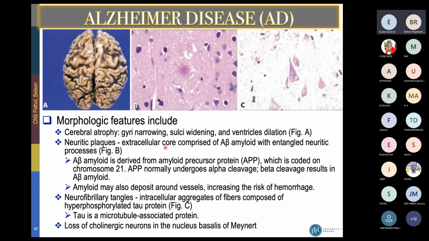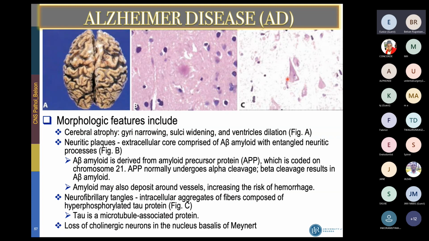Extracellular core comprises amyloid with entangled neuritic processes. As seen in B, you find neurons with deposits of amyloid in the cell body around the nucleus and so on. Amyloid may also deposit around the vessels, increasing the risk of hemorrhage. Neurofibrillary tangles are intracellular aggregates of fibers composed of tau protein.